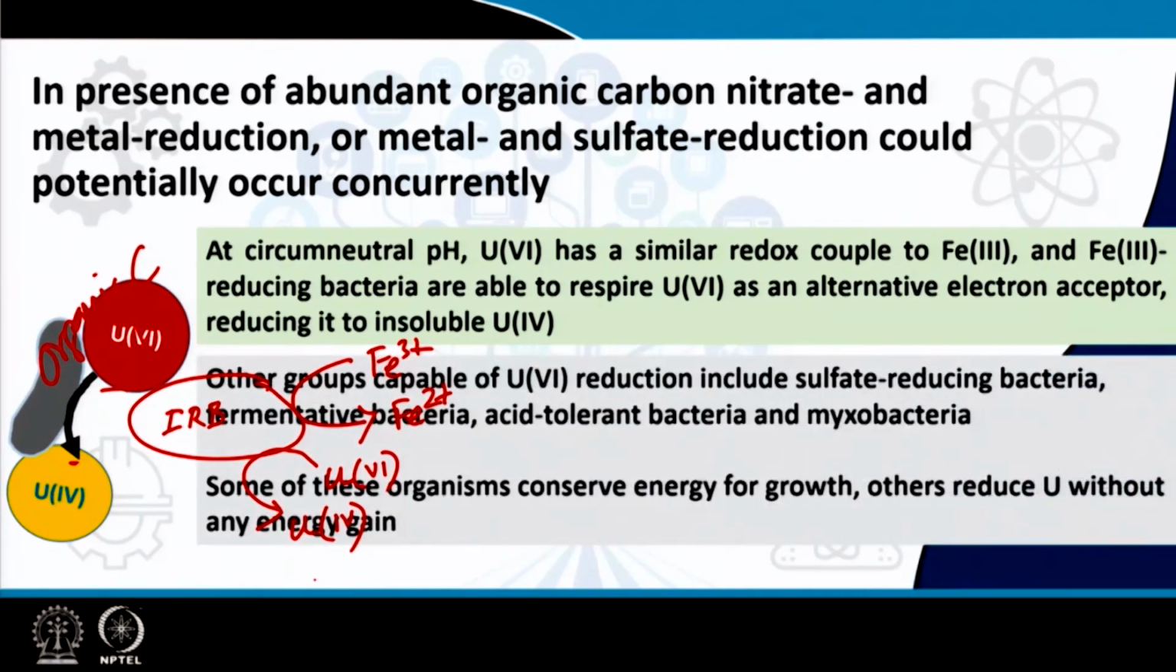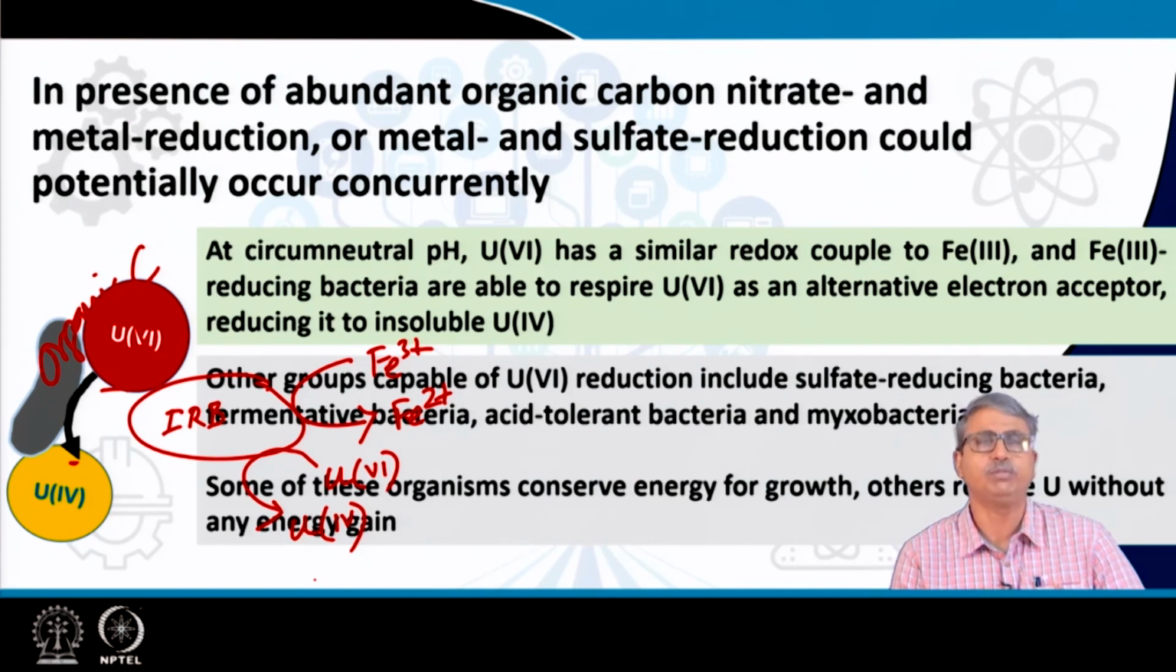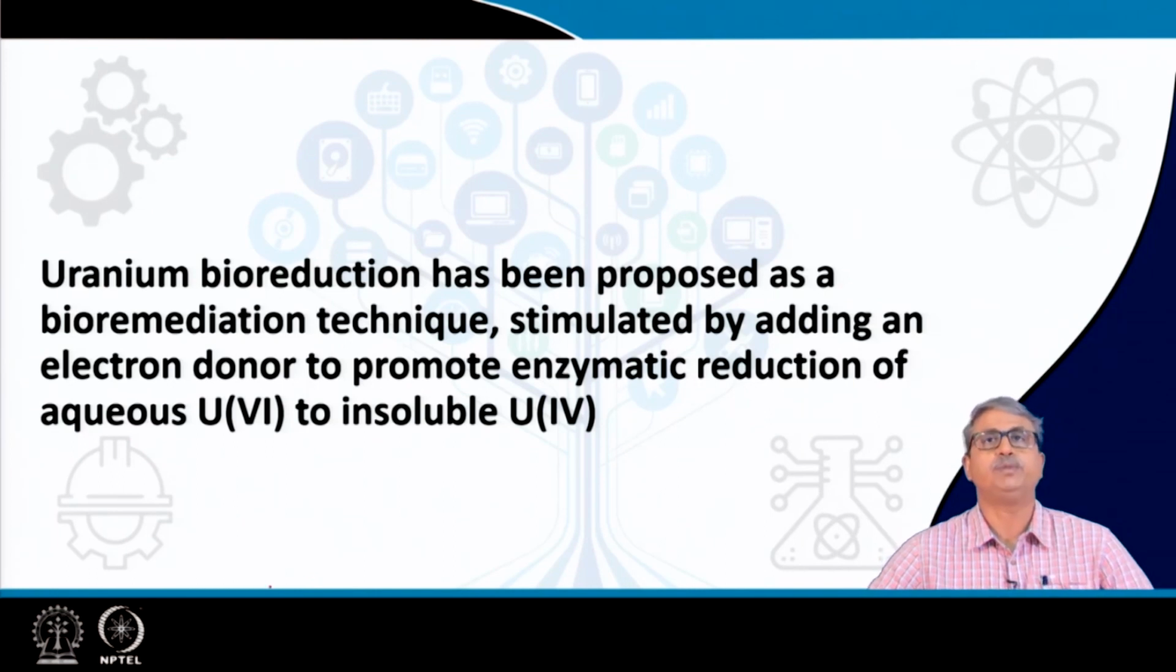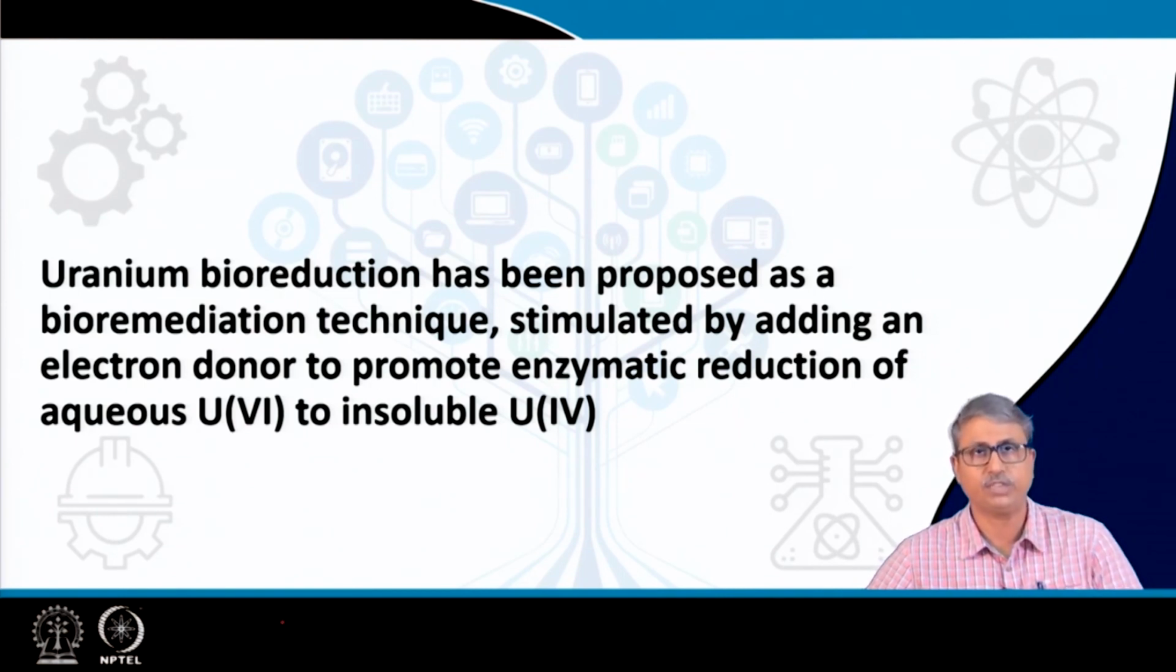So, we will be able to see that it is not only this IRB or iron reducing bacteria, they are capable of reducing uranium when particularly we have enough supply of organic carbon, but also the sulphate reducing bacteria, and some of the fermentative organisms, they will also be able to join hands and will be reducing uranium to uranium 4, which is going to be readily precipitated. Now, uranium bioreduction has been proposed as a bioremediation technique stimulated by adding an electron donor to promote the enzymatic reduction of aqueous uranium 6 to uranium 4.